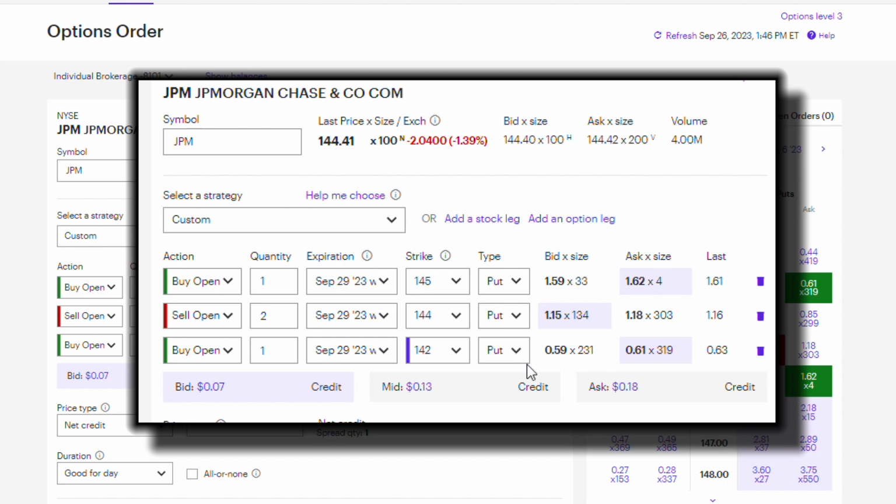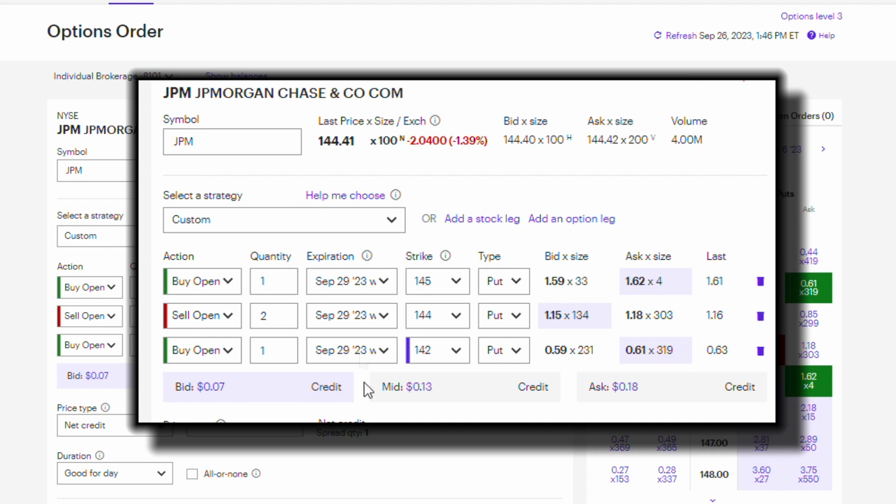All three positions are puts, and all three positions have the same expiration date of September 29th. And all three positions are on JPM stock. All butterfly positions should be built with the same expiration date and on the same stock, always. The net result of this position is a credit of 13 cents per share, and with a contract size of 100 shares, that is a $13 credit at open.